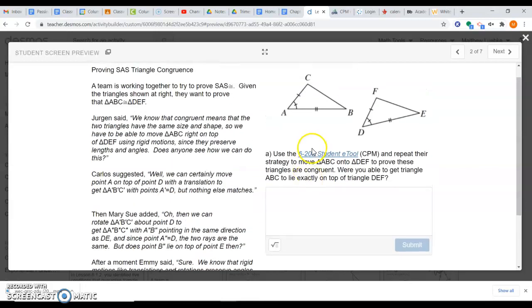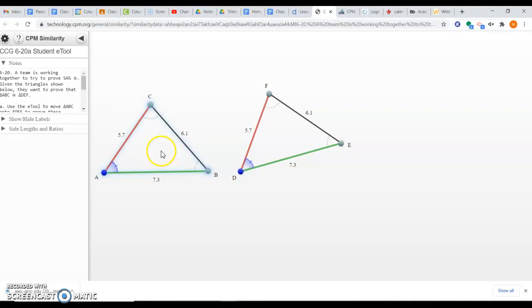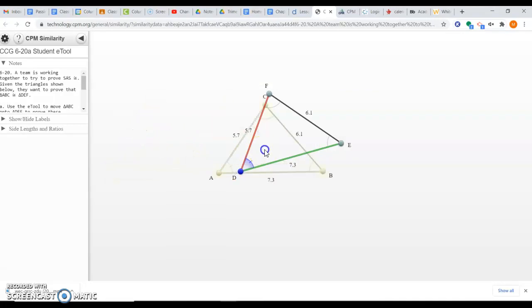And so now we get to try it out in our student e-tool, and what we do, like they said, we're going to bring A onto D, and then this would technically be triangle A prime, B prime, C prime because we performed one transformation. Then we're going to rotate about point D here so that AB is lying in the same direction as DE, and if I do that, so those two are lined up, you can see that it lands right on top of each other, just like they said it would.